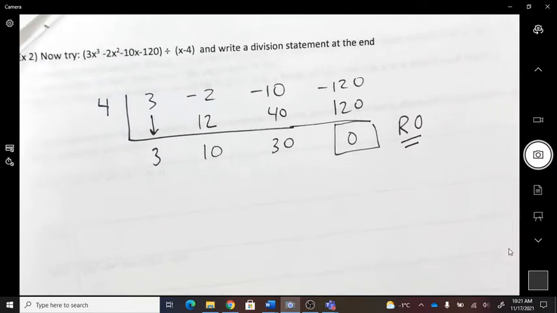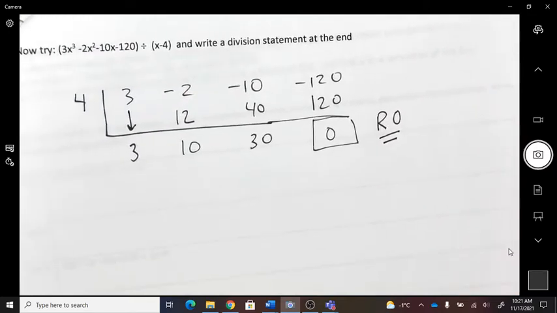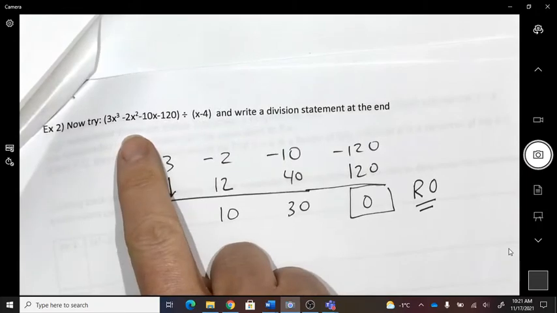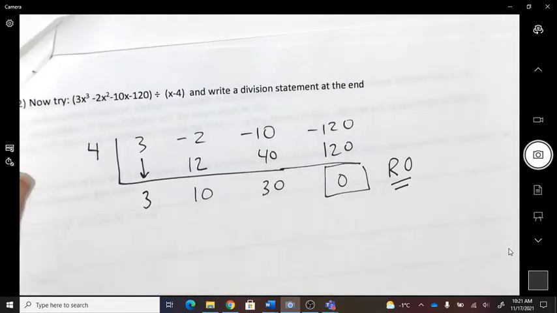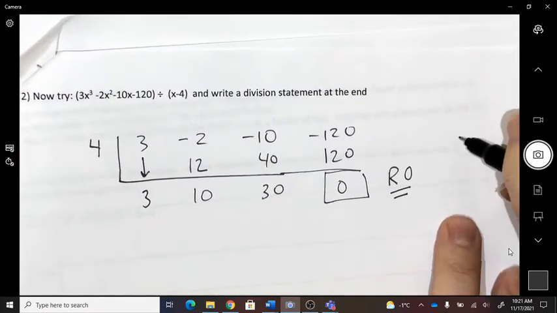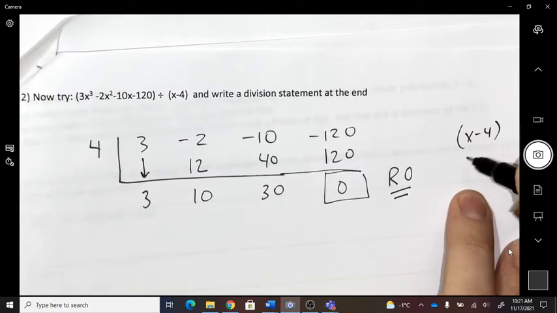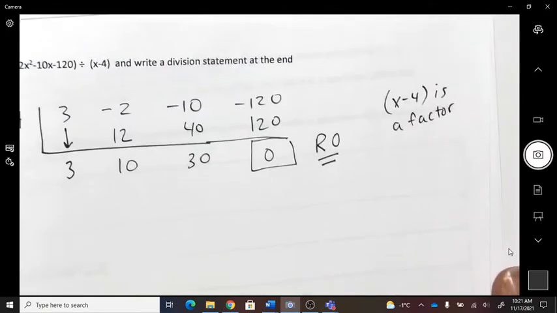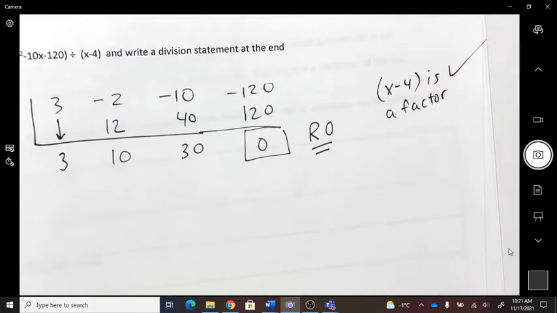What can you tell me about a situation if the remainder of something is 0? Is this divisible by this? Yes, it is. I can also tell you right now that x minus 4 is a factor, for sure, because it was a remainder of 0. What else can I tell you at this point?